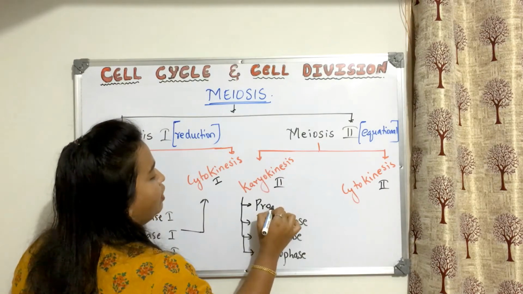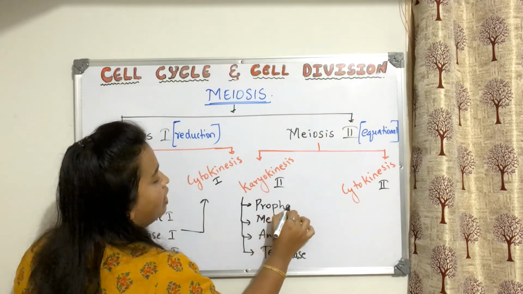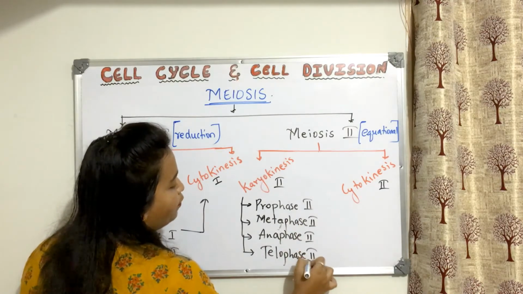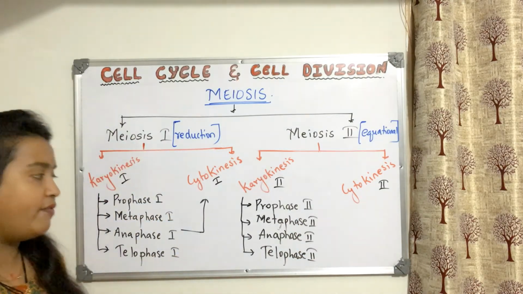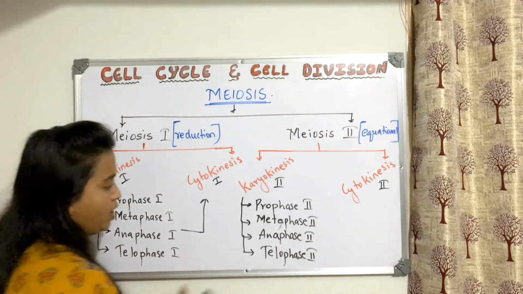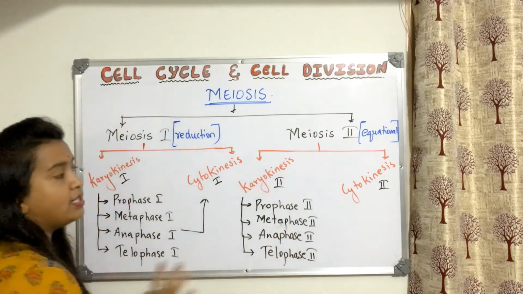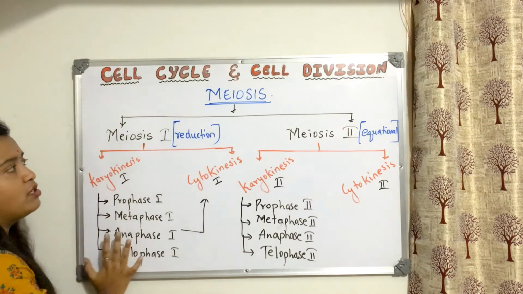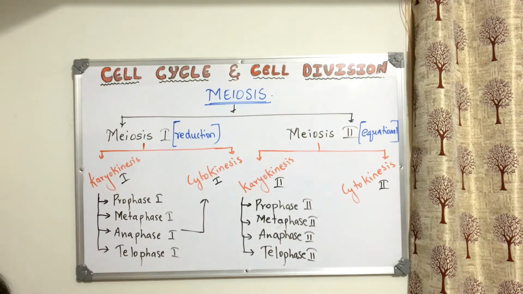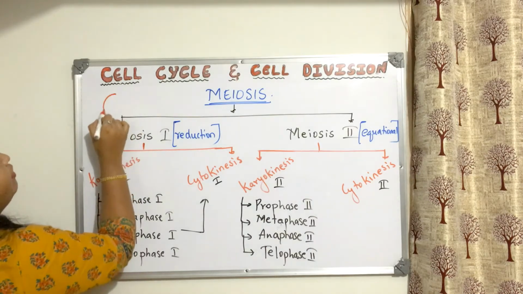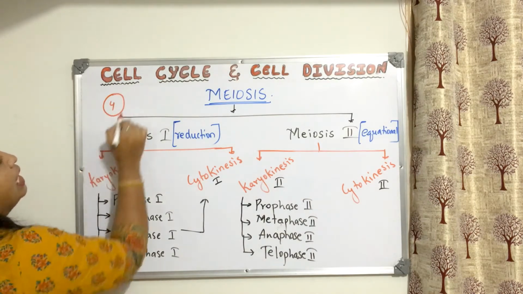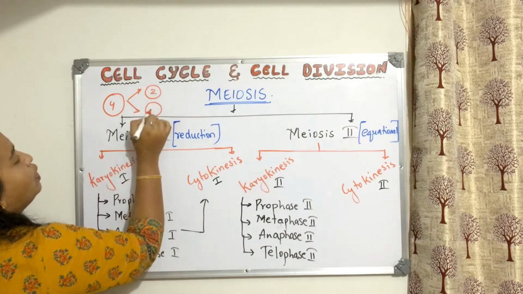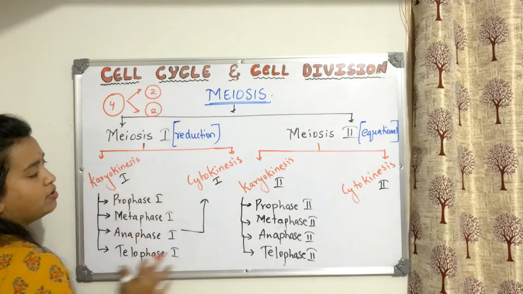Here, what we need to remember is 2, 2, 2 and 2: prophase 2, metaphase 2, anaphase 2 and telophase 2. After meiosis 1, there is already one cell divided. To make it clear, for example, we take a cell with 4 chromosomes. It divides and forms 2 cells. What will be the number of chromosomes? 2 and 2. So, this is meiosis 1.